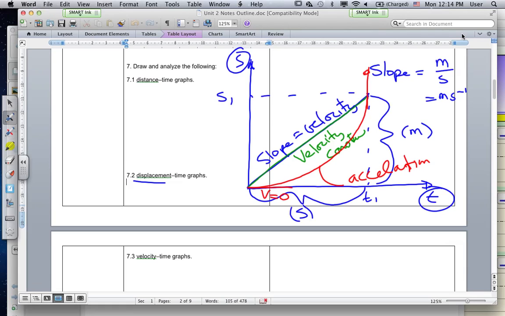If I went something like this, this would also be a changing velocity. But here we are starting off with a velocity that's quite high, and we're ending with a velocity that's just about 0. So here we are getting deceleration. So you can look at the shape of your graph and see whether you have a constant velocity, which would be a straight line, or whether you're getting accelerated motion or deceleration taking place.